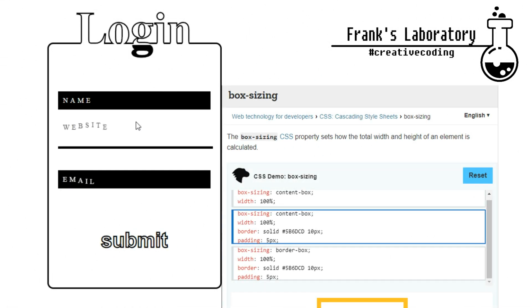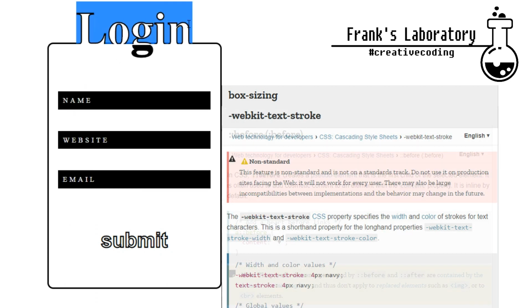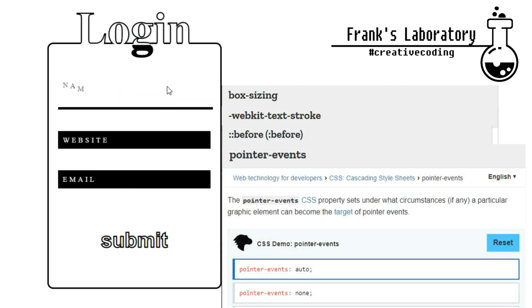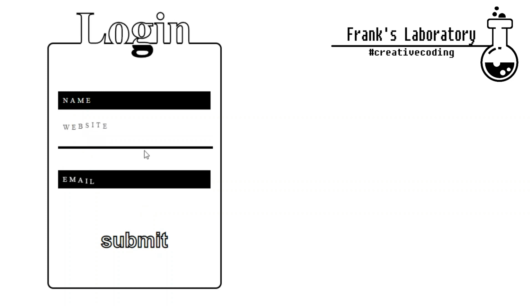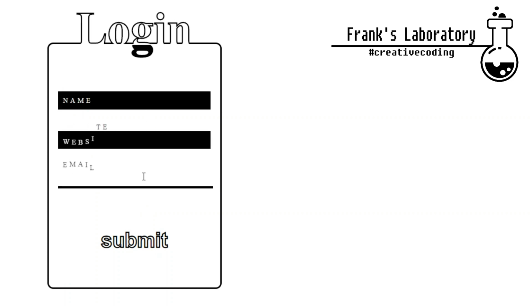Today we will learn about box sizing, text stroke, pseudo elements, pointer events, general sibling combinator and more. After watching this video, you will have a good idea how to use these CSS properties for real projects, and I will show you why these are great to have in your front-end web development coding toolkit.